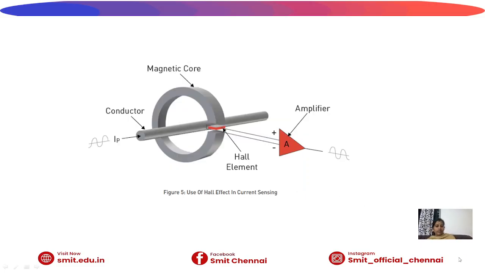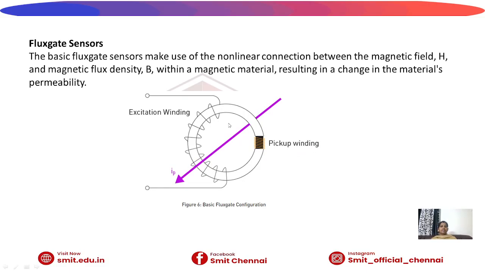We already discussed this. Here is the use of Hall effect current sensing. This is the conductor, that is the primary winding, and this is the magnetic core. In the magnetic core, our Hall element is used for current sensing. It uses an amplifier, which amplifies the output voltage and gives the output. This is the Hall element which is used for current sensing.